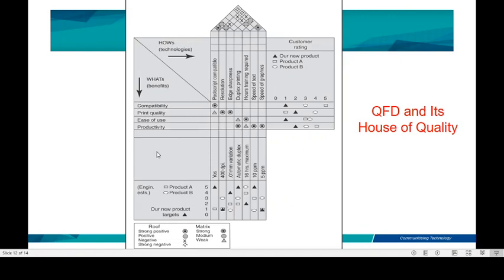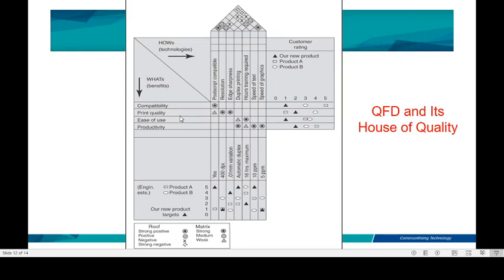So these are important customer attributes for a printer. To have a very good printer, you need compatibility between the software and the hardware, good print quality, ease of use, and productivity in using the printer. These are the benefits that are identified to create a printer.